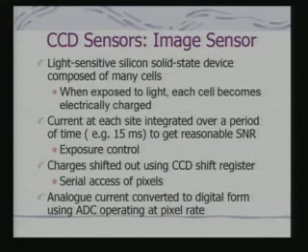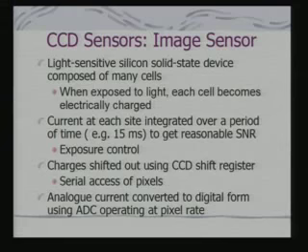At each site, this charge, which translates to current, is integrated over a period of time to get a reasonable signal to noise ratio. So the data that you are getting represents the external world and not the noise. These charges are shifted out using shift registers. They are not digital shift registers, but shift registers for storing charges. So you have something like charge buckets, and charge is shifted out sequentially through these buckets.